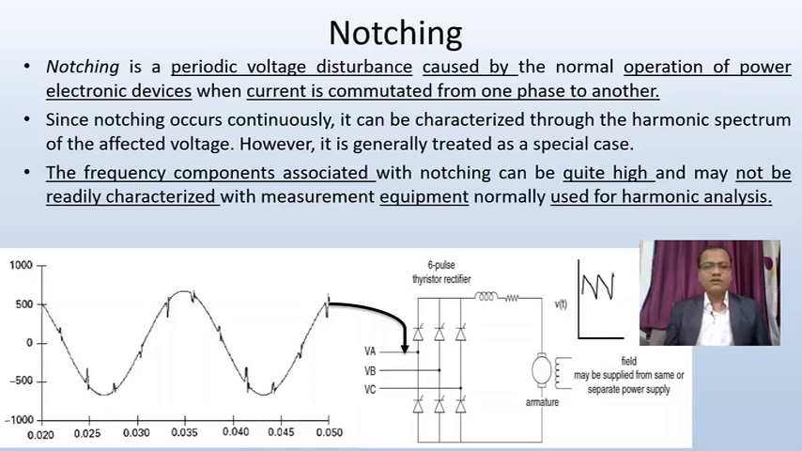system. But it is also important to understand that you cannot measure the notching phenomenon with the equipment used for harmonic analysis, because as said earlier, it occurs for very small instants, and it is also non-predictable. So that's why some special kind of instruments are required for the measurement and detection of notching.